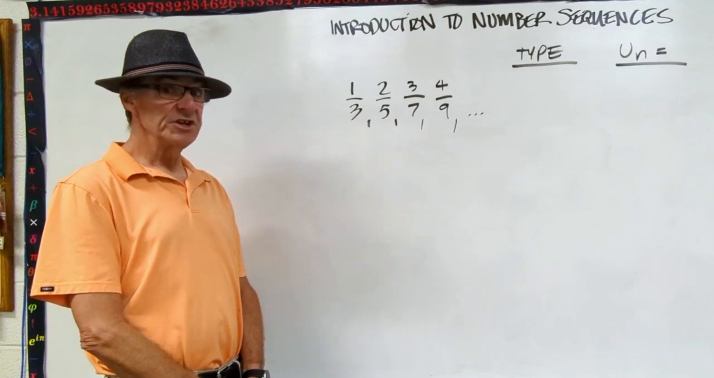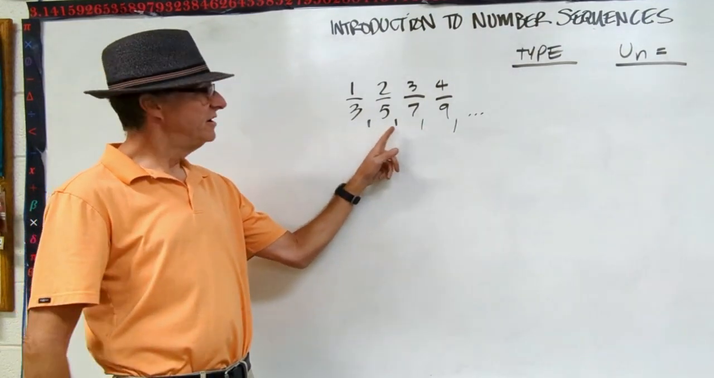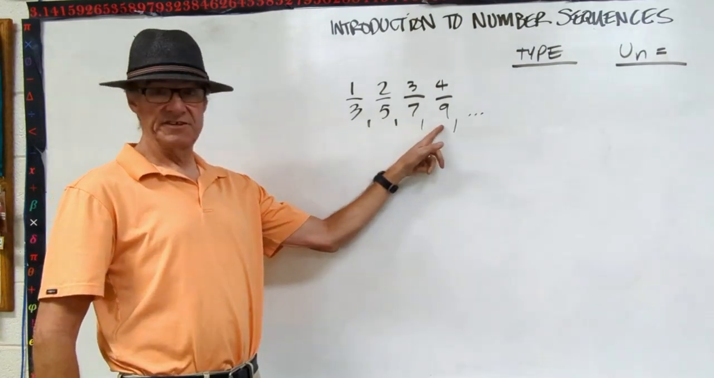All right, let's try a really tricky one. 1/3, 2/5, 3/7, 4/9.